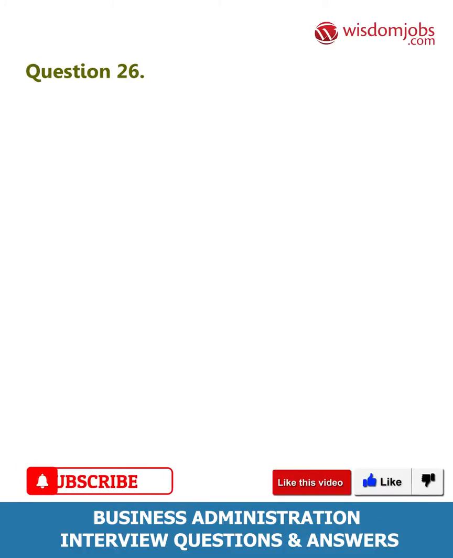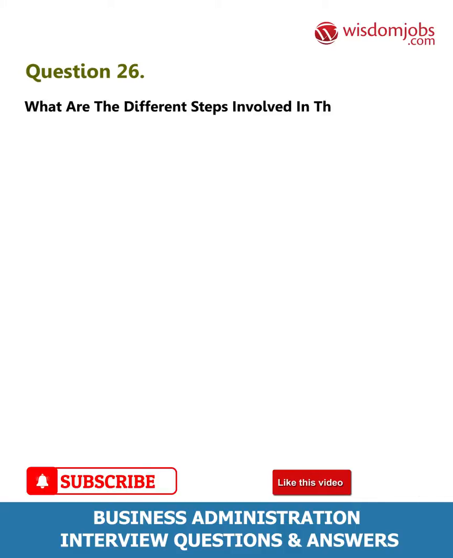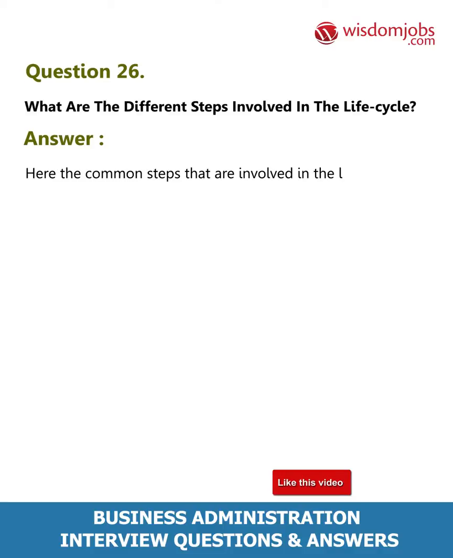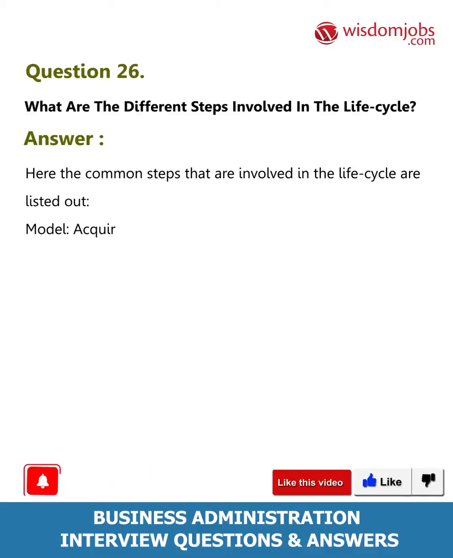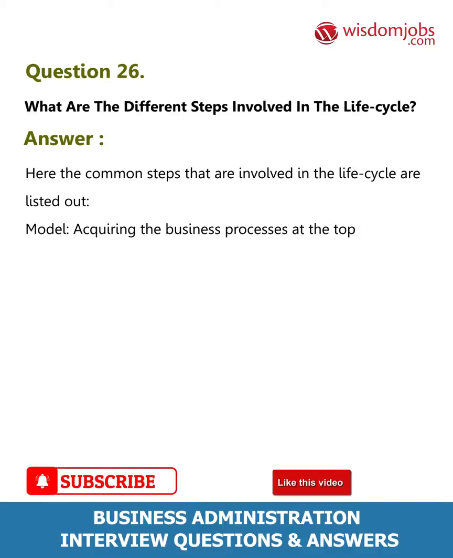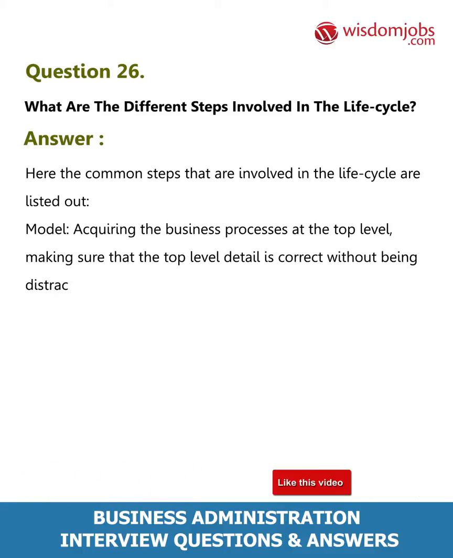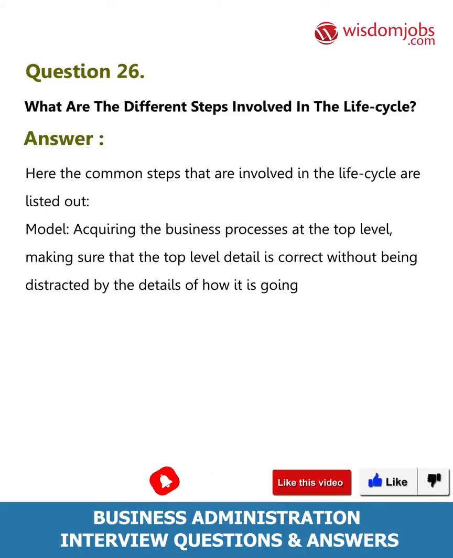Question 26. What are the different steps involved in the life cycle? Answer. Here the common steps that are involved in the life cycle are listed out. Model. Acquiring the business processes at the top level, making sure that the top level detail is correct without being distracted by the details of how it is going to be implemented.